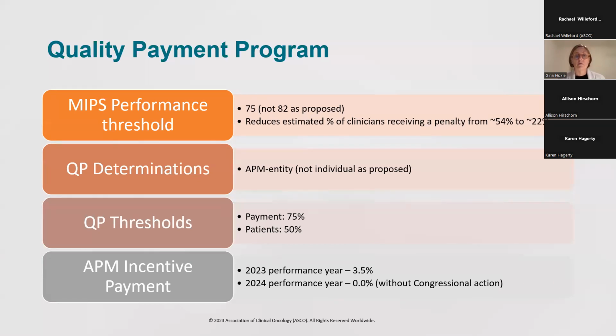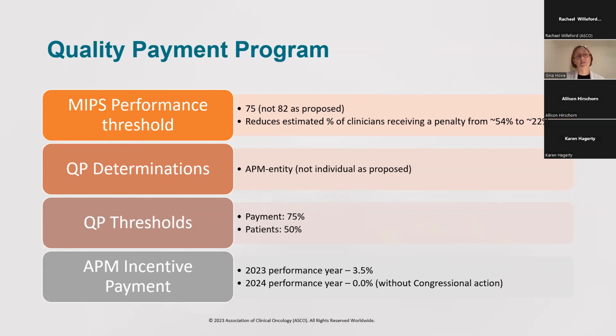So 75 is much better than 82. We were happy that they did not move forward with that proposal and that they're keeping the MIPS performance threshold at 75. So if you hit that 75, you have a neutral payment adjustment. If it's higher, you'll have a positive payment adjustment. And if it's below 75, you would have a negative payment adjustment.